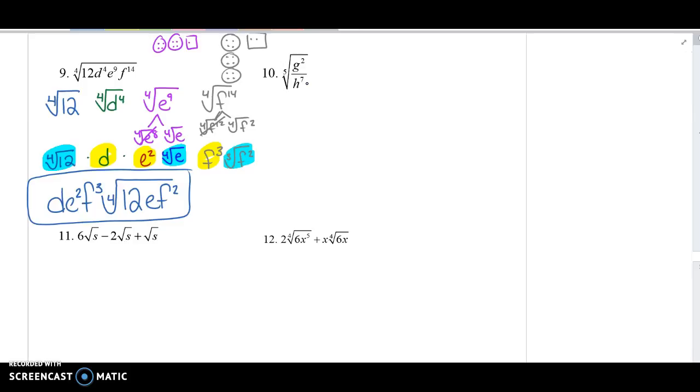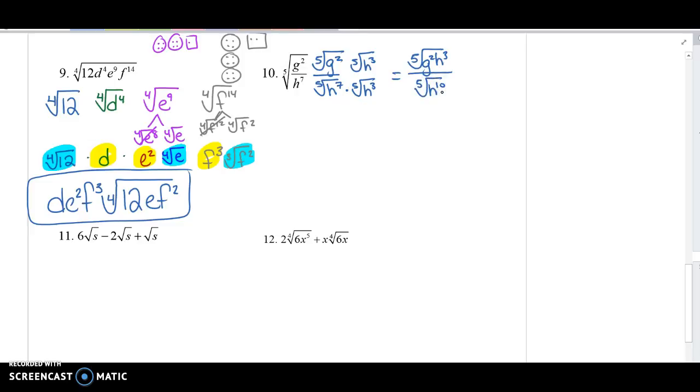So I'm going to do this once rationalizing at the beginning and then once rationalizing at the end. If you rationalize at the beginning, you've got the 5th root of g squared and the 5th root of h to the 7th. I would really like it if that h to the 7th was an h to the 10th. And I can get that by multiplying in the 5th root of h to the 3rd. So now on the top I have the 5th root of g squared h to the 3rd over the 5th root of h to the 10th.